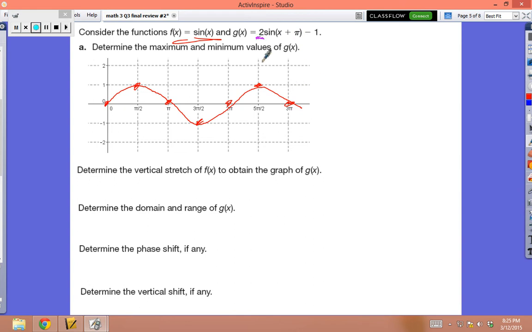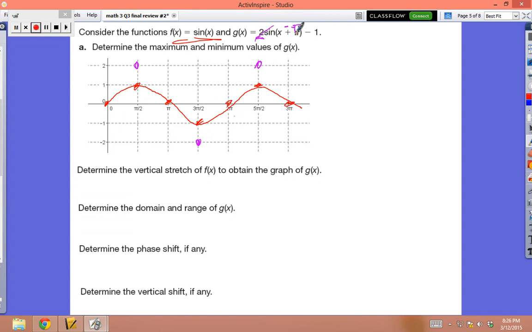Okay, that's my amplitude. So I'm going up to 2 instead of maxing out at 1. I'm going to max out at 2. There's no period change. My period's still going to cycle through at 360. And then this plus pi is actually minus a negative pi. So let's see if we can start making some changes. I'm going to max out at 2 and I'm going to min out at negative 2. So that takes care of that.